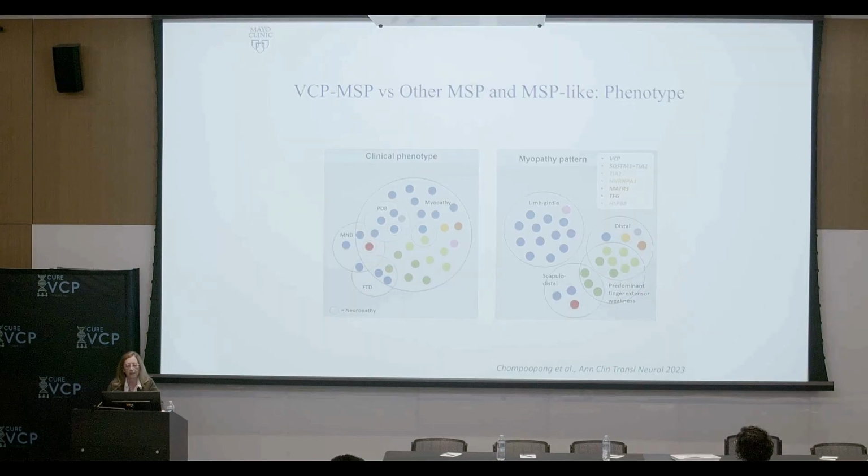When we compare the clinical findings of patients with VCP multisystem proteinopathy with other multisystem proteinopathy or proteinopathy-like disorders, the most striking difference was between VCP and sequestosome 1 and TIA1, which can also cause multisystem proteinopathy. The patients with the latter disorders had a predominant distal or scapulodistal weakness, and none of them had Paget disease of the bone.